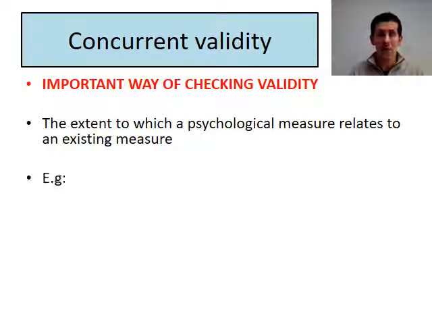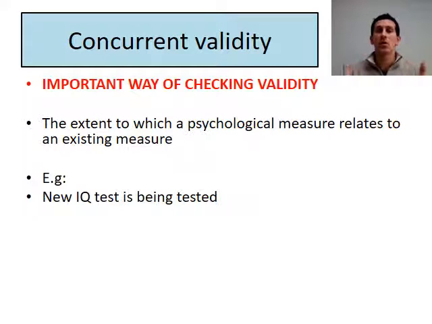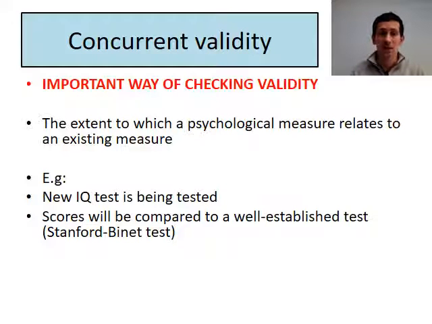And the easiest way is to give you an example. So you've created a new IQ test, and you want to know whether that IQ test is actually valid. So what you do is you give your IQ test to someone, they complete it, you get your score. And then you compare that with a very well-established IQ test. The Stanford Binet test is the most commonly used IQ test. So you'd compare your scores to a very well-established IQ test.